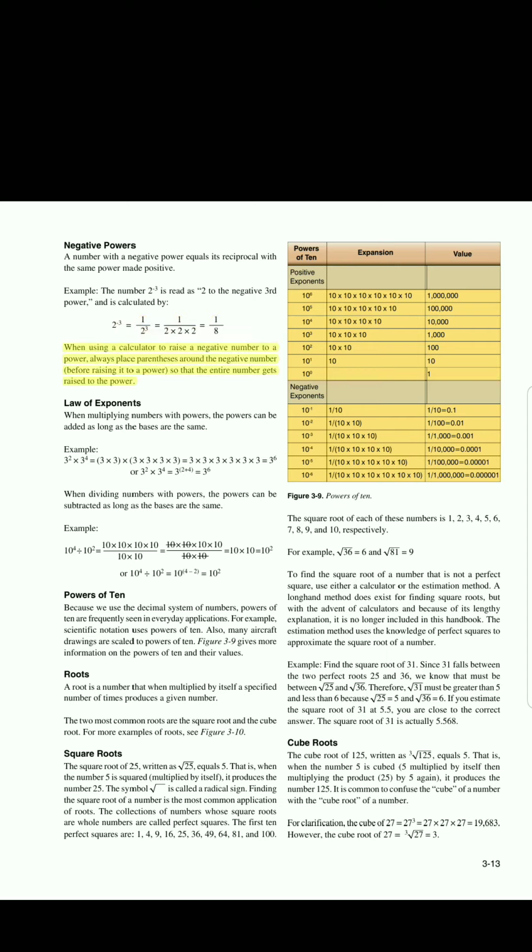When using a calculator to raise a negative number to a power, always place parentheses around the negative number before raising it to a power, so that the entire number gets raised to the power. Law of exponents.